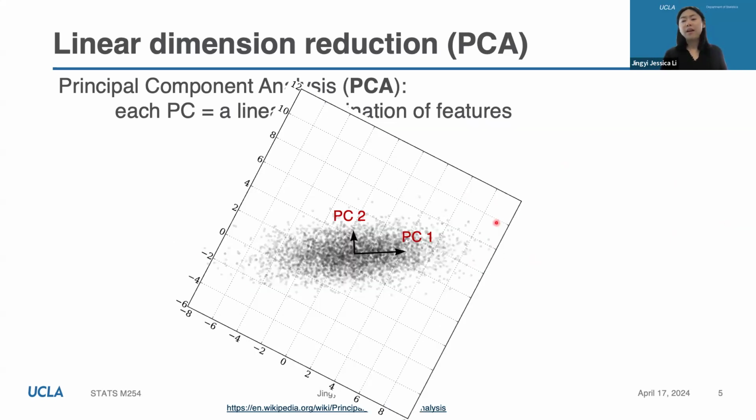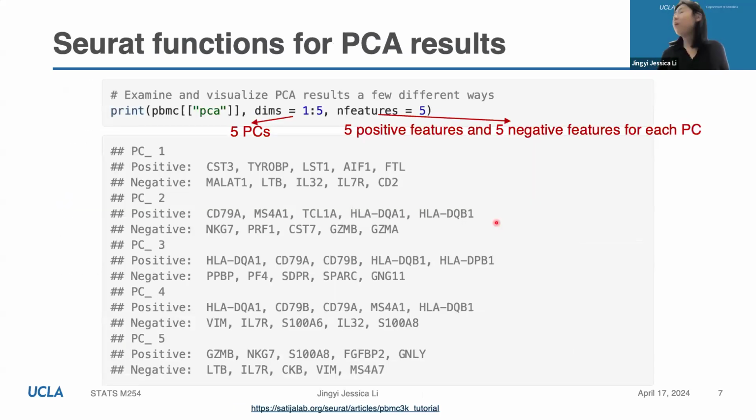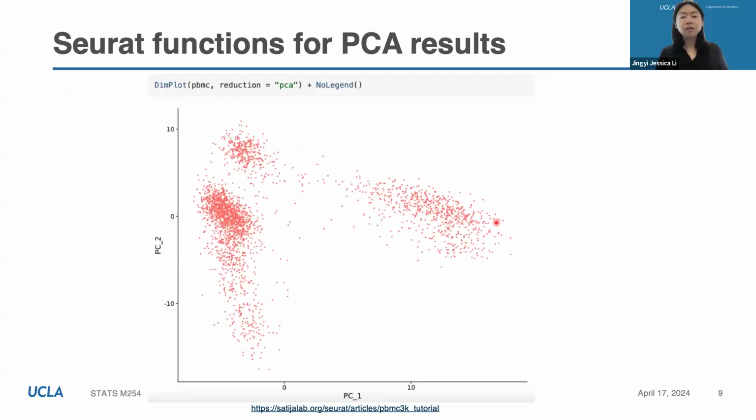So that's why, let's say if we have n cells, p genes, then each PC has a p-dimensional loading vector. And each PC has an n-dimensional score vector. So that's the thing we should be clear about. And that will help understand the technical part.